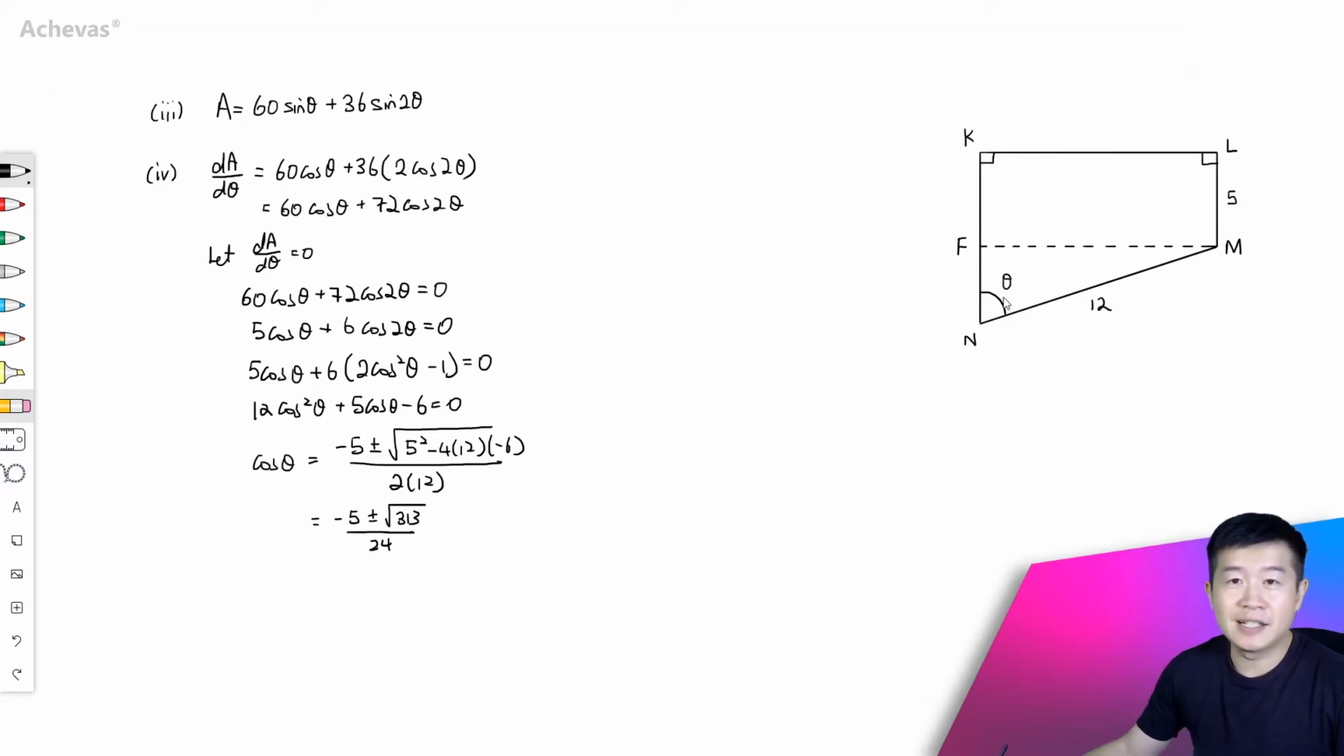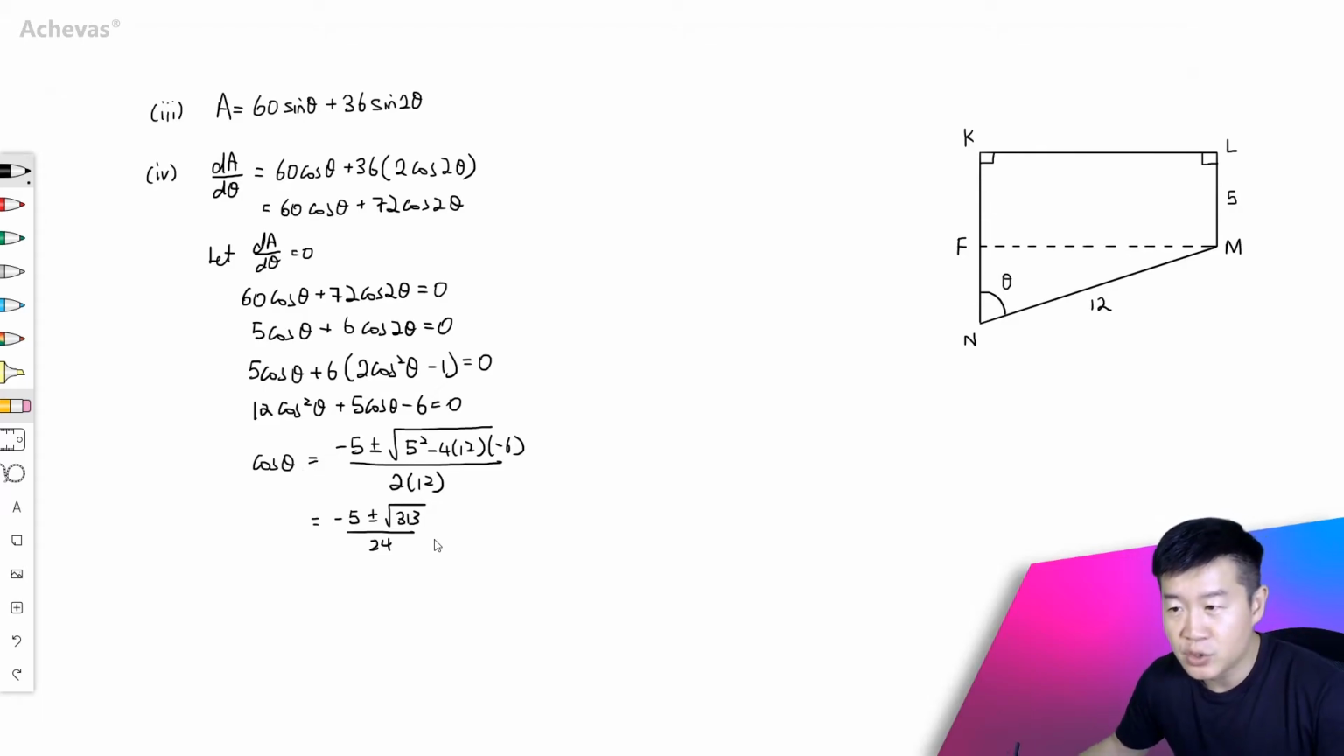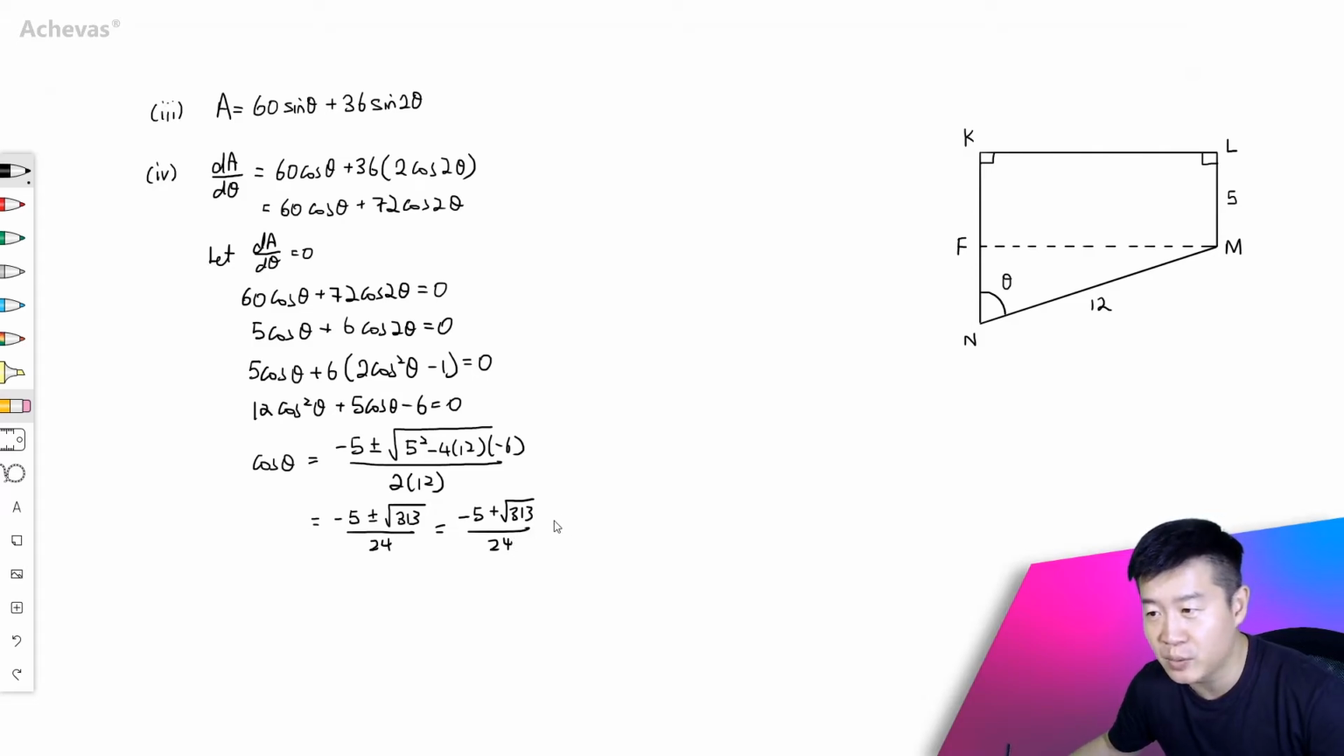And looking at the theta that we are working on, we know theta is going to be an acute angle. So cosine of an acute angle should be a positive number. So we are going to reject one of them and keep just minus 5 plus square root of 313 divided by 24. Because minus 5 minus square root of 313 is going to be a negative number, which is not what I want. This is because the theta that I'm working on is an acute angle, so it is between 0 and pi over 2.